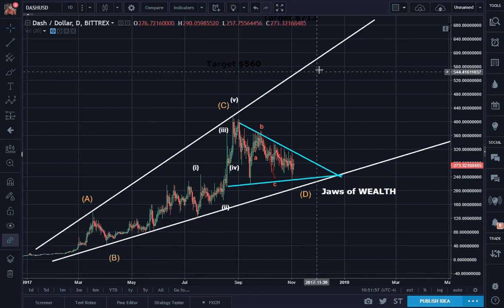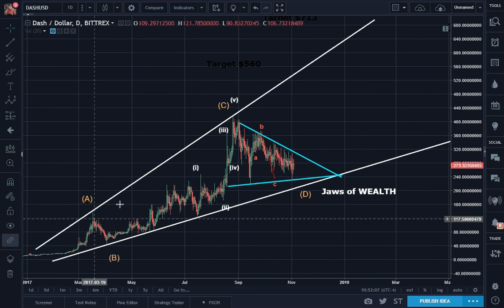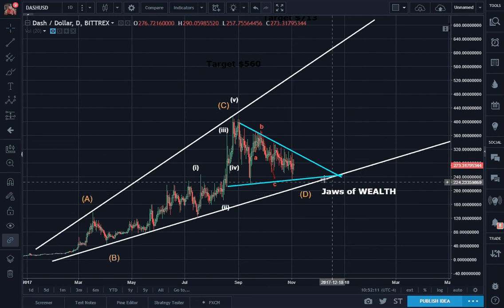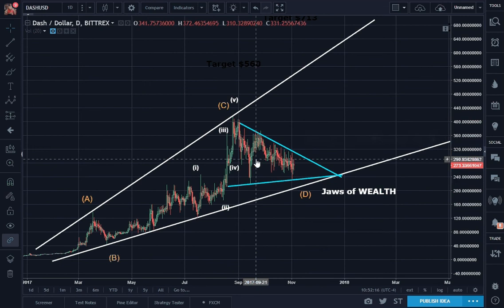The third type that is driving up the similarity index as a result of the uniformity of the sentiment across the cryptosphere is called a broadening pattern. I call it the jaws of wealth when the price is near the bottom. And I get rid of some of these old markings. Okay?